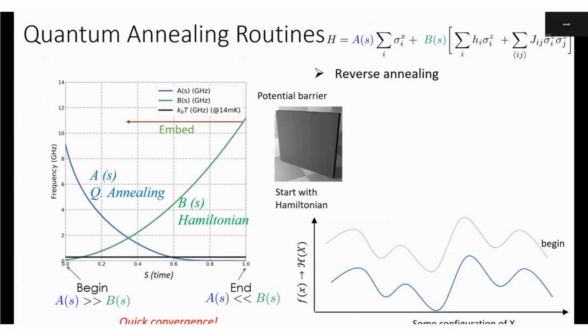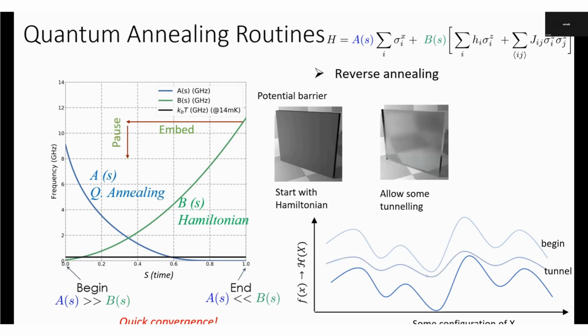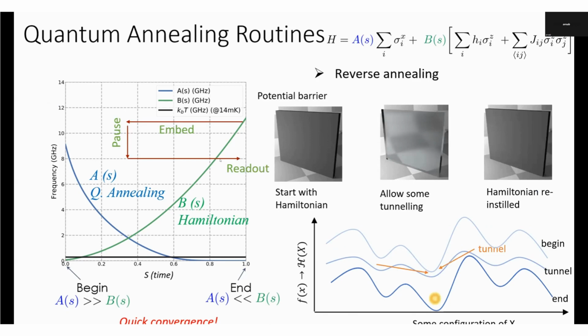You can also do something called reverse annealing, where you start with your potential barrier fully set, and then you allow some tunneling, and then you form your potential barrier back. So you embed the problem, you pause at a certain transverse field, and then you read out your problem. In this way, you can get to your final state. That's called reverse annealing.